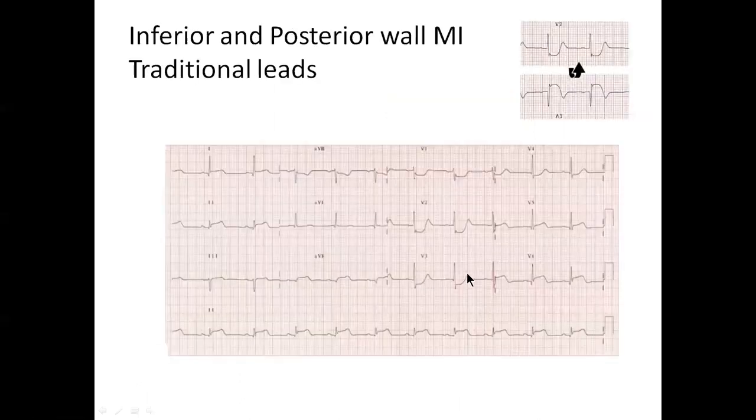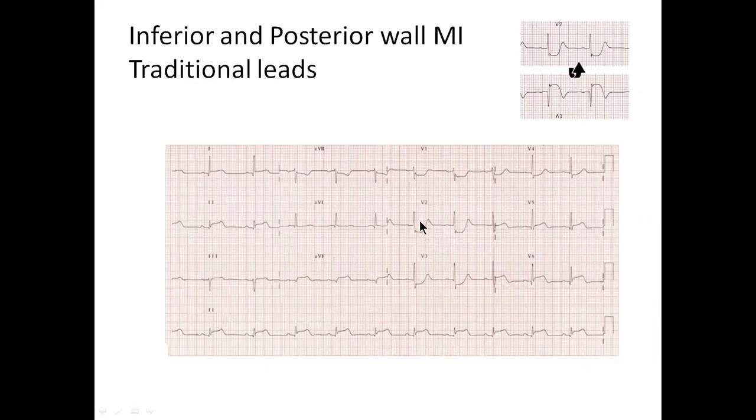So here is a real example. What happens is, when we do our normal traditional ECG, you can see that there is ST elevations here. So we know that there is an inferior wall MI. And then if you bring your eye to V2, you realize that there is a funny looking ST depression in that.